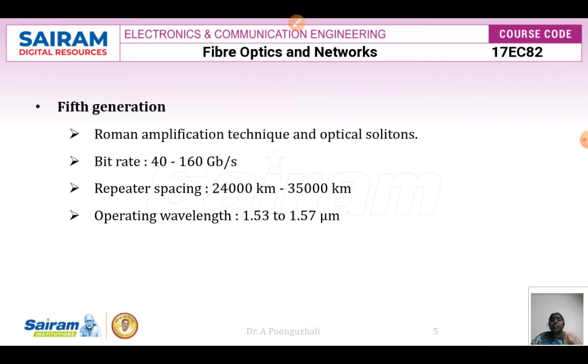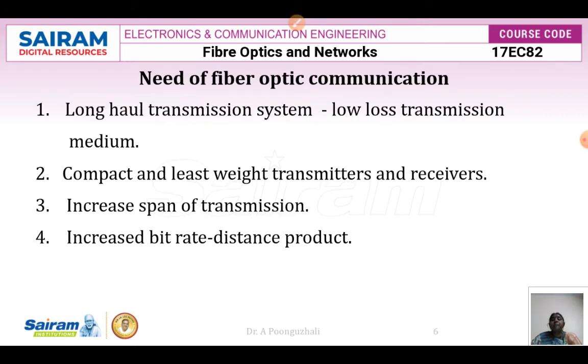Next is the fifth generation, which is a recent generation. It is going to use the Raman amplification technique, and optical solitons are going to be used. The bit rate is around 40 to 160 gigabits per second. The repeater spacing is from 24,000 kilometers to 35,000 kilometers. The operating wavelength is from 1.53 to 1.57 micrometers. So this is the history of optical fiber communication.